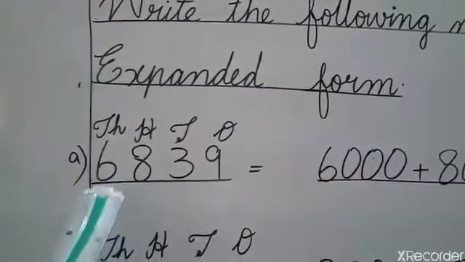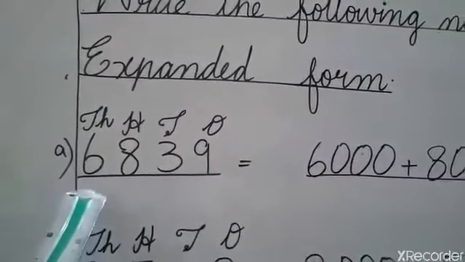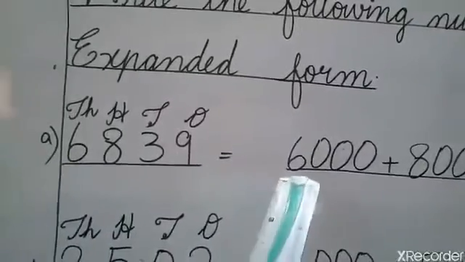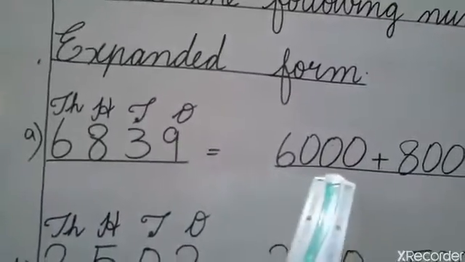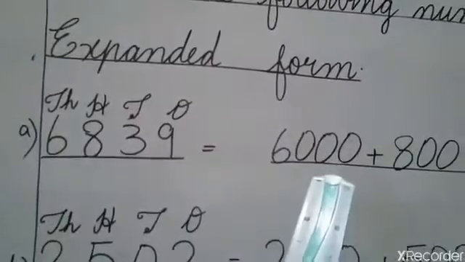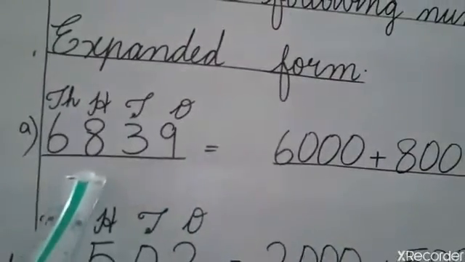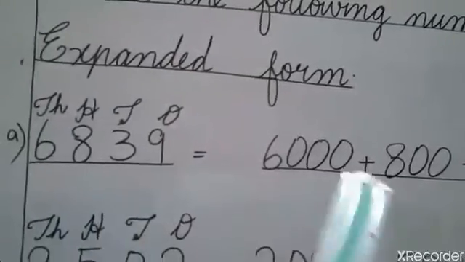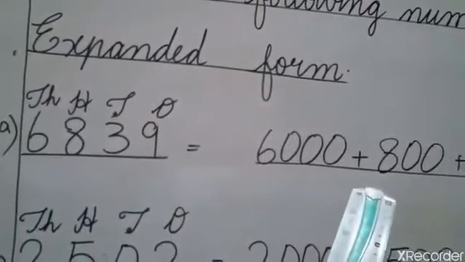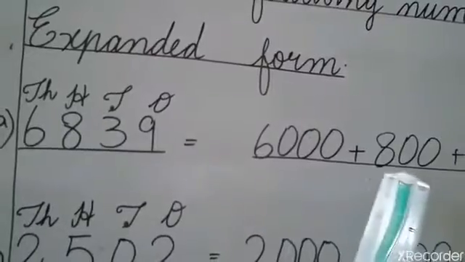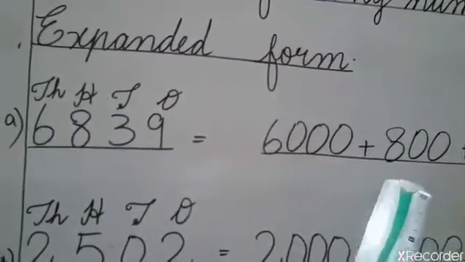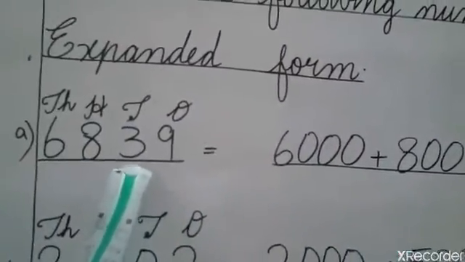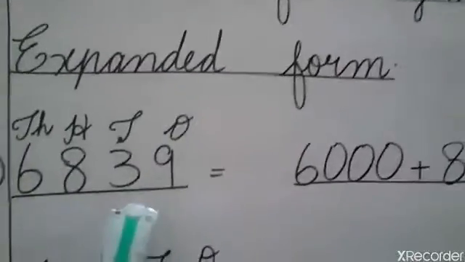So we start from 6. The place value of 6 is thousands. So first we write 6 and in thousands we have 000. We write 6000. Next digit is 8 and the place value of 8 is hundreds. We write first 8 and in hundreds we have 00. We write 00 with 8. It comes 800.